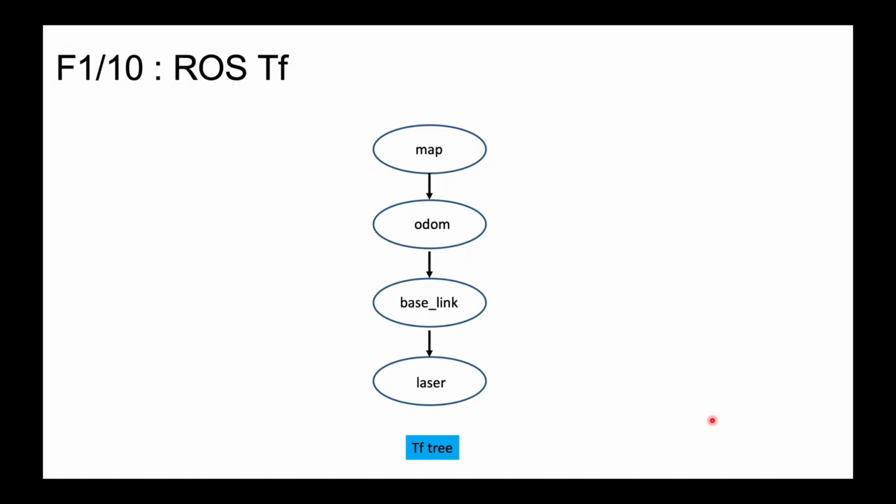Recall that the F110 transformation tree looks something like this. You have a map frame in your track. There's an odom frame, typically where the car is initialized. Both of these coordinate frames are fixed, so their origins don't change over time with respect to each other. Then there is a transformation between the base link and the odom, which also means there's a transformation between the base link and the origin of the map. And finally, there's a transformation between the laser, where the laser is placed, and the base link on the car itself.